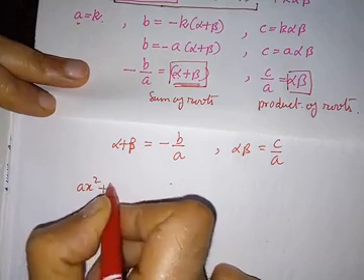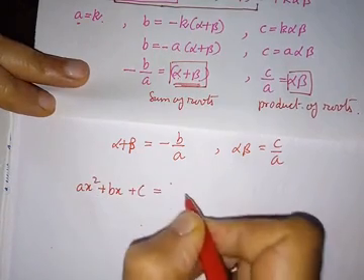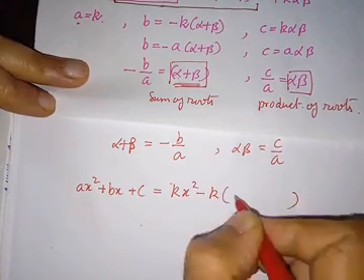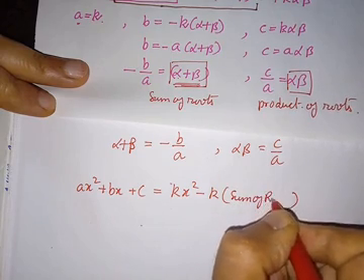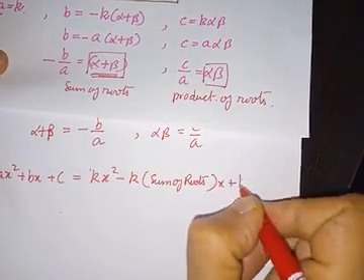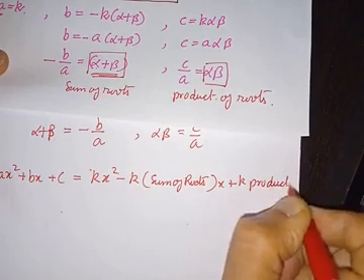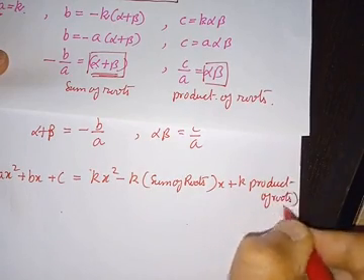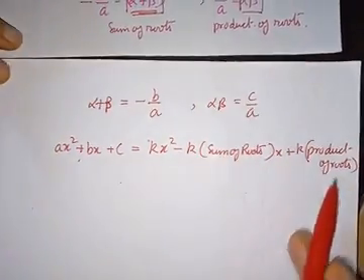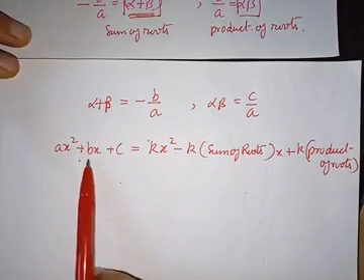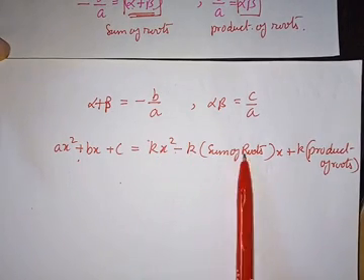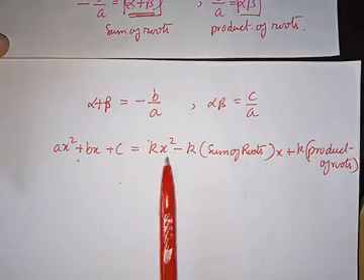ax square plus bx plus c equals kx square minus k times the sum of roots plus k times the product of roots. So for a quadratic polynomial, if the sum and product of the roots are given to you, you can easily write the quadratic polynomial by using this formula, where it is k times x square minus k times sum of the roots times x plus k times product of the roots. Now what is the function of k here?